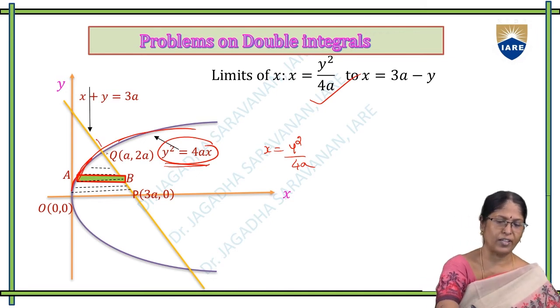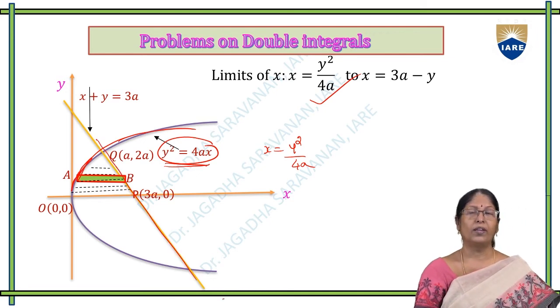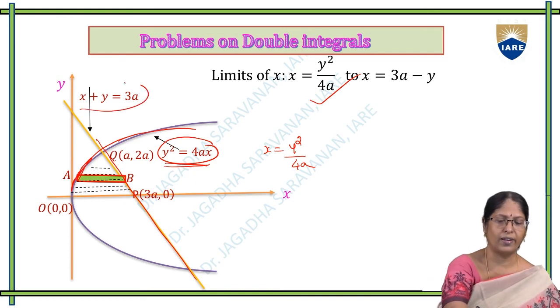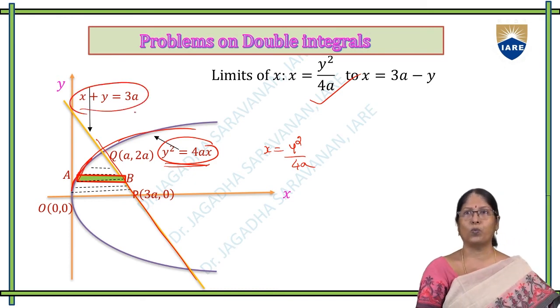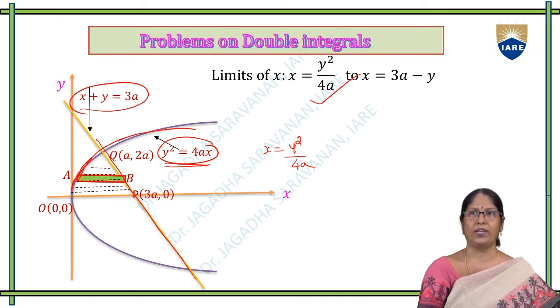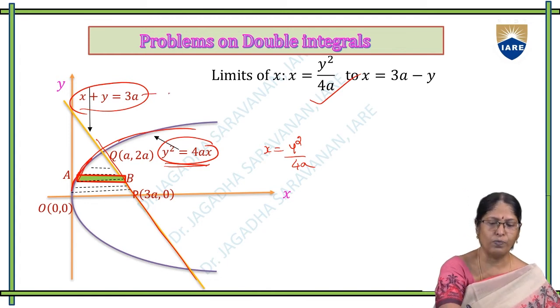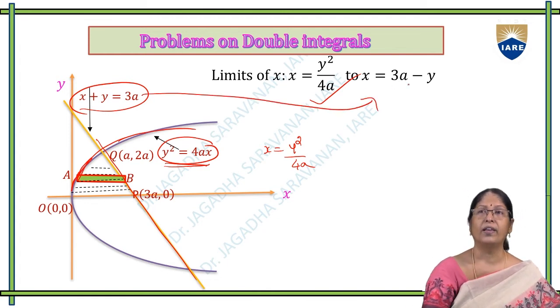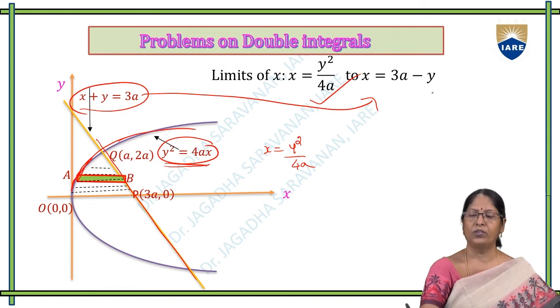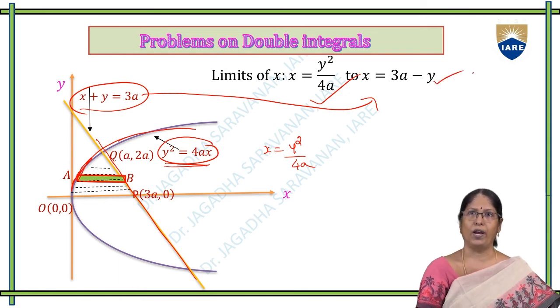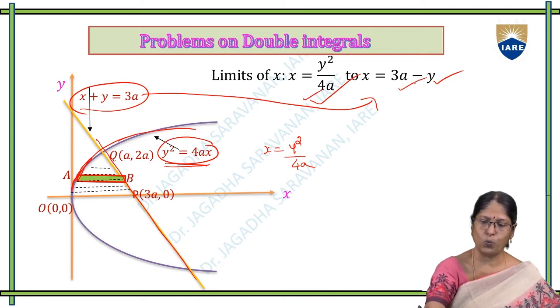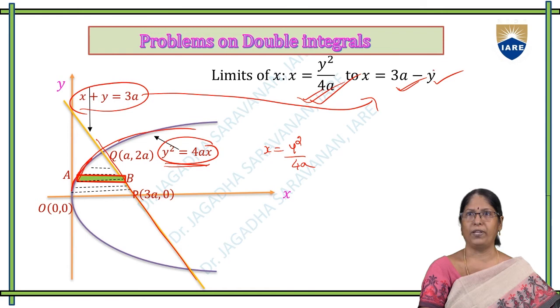Next, where it touches this line, this line is nothing but x plus y equal to 3a. So from this we are extracting x equal to 3a minus y. So x limits, from where to where, from parabola to straight line, we completed.